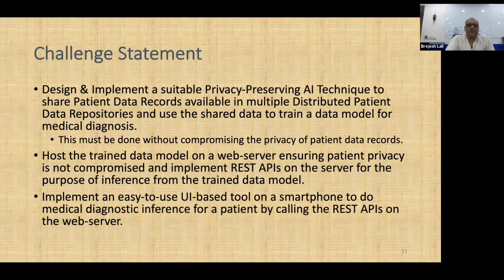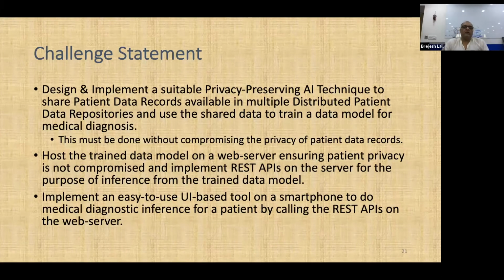Now, the other thing is that this challenge statement is clearly given in the document, but I repeat it here for completeness. What we're saying is that we want the participants to design and implement a suitable privacy preserving AI technique to share patient data records available in multiple distributed patient data repositories, and then use this shared data to train a model for medical diagnosis. This has to be done without compromising the privacy. So you have to be extremely careful.